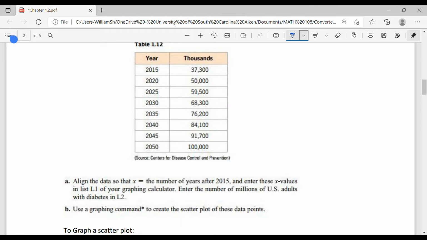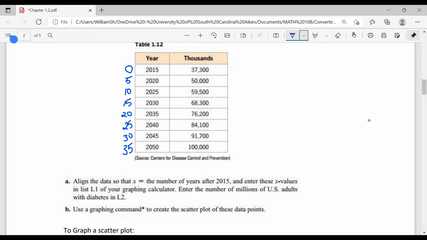Okay, so we've got this first year. Before we can put anything in the calculator, we have to align this data. Now the first year that we have is 2015, and x is the number of years after 2015. That means that 2015 will be year 0. 2020 will be year 5. 2025 will be year 10. 2030 will be year 15. 2035, 2040, and so on.